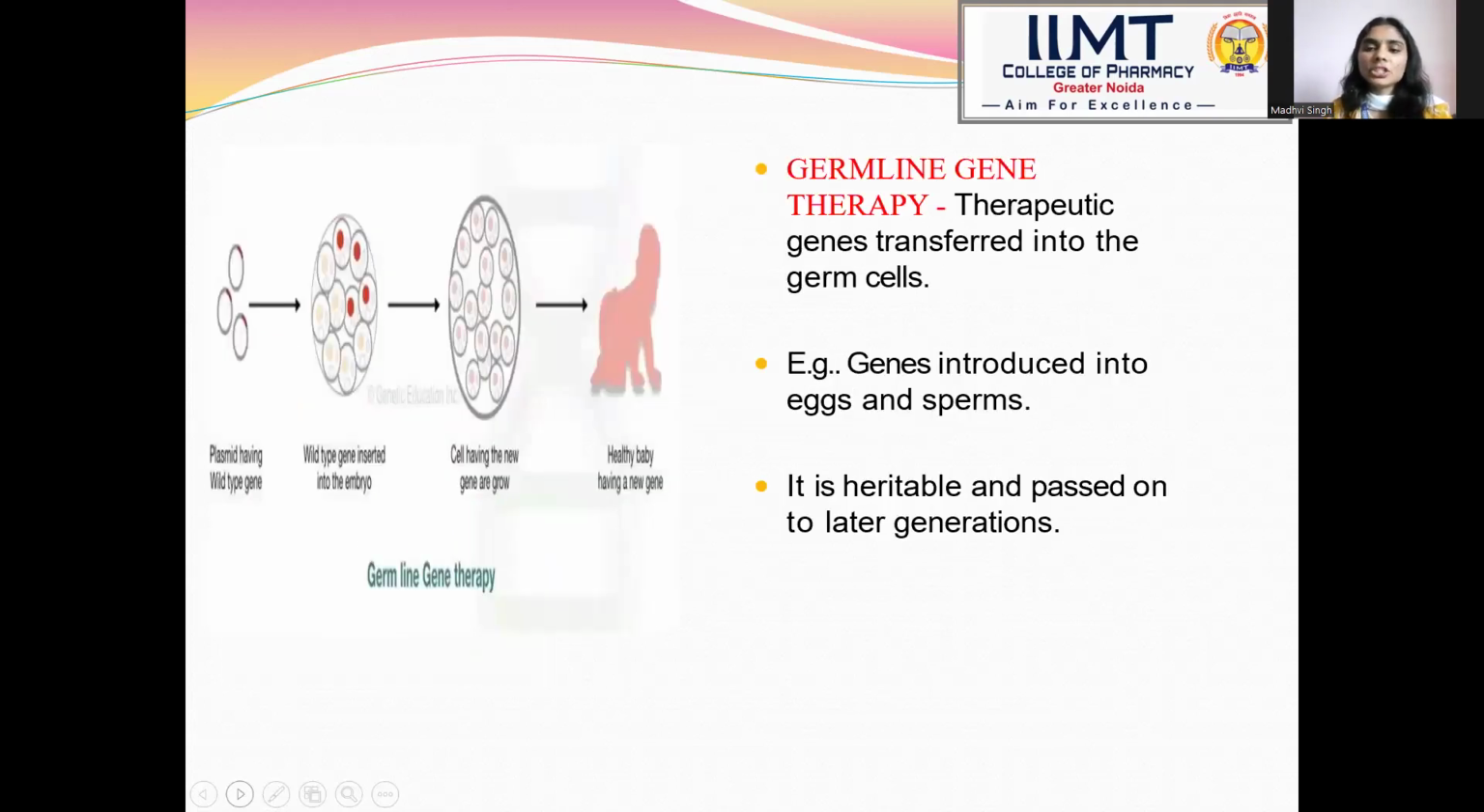Next is germline gene therapy. In this therapy, therapeutic genes are transferred into the germ cells. Example: genes introduced into eggs and sperm. This germline gene therapy is heritable and passed on to later generations.